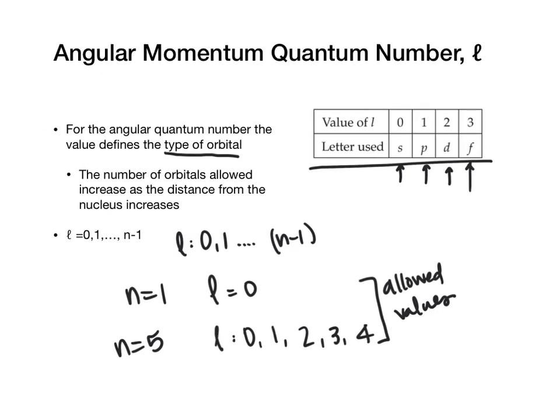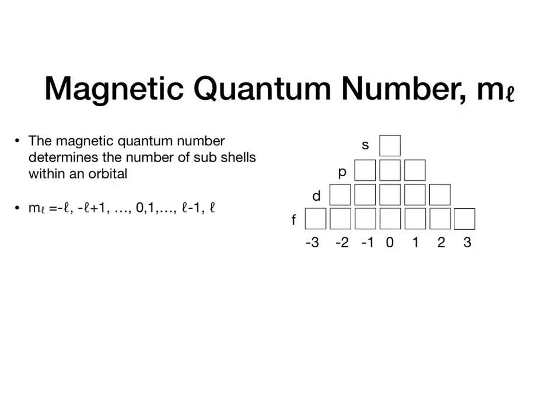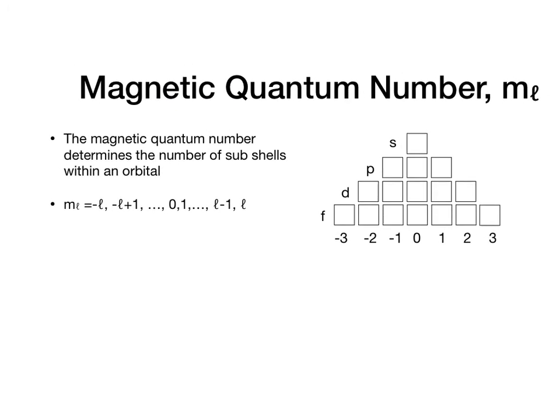So the first one told us where it was, in what state. This I think of a little bit more as the city. It turns out that in our states, there are only a couple of allowed values. So the big cities, there are only a couple. The next quantum number is the magnetic quantum number, and this determines the number of subshells within an orbital.